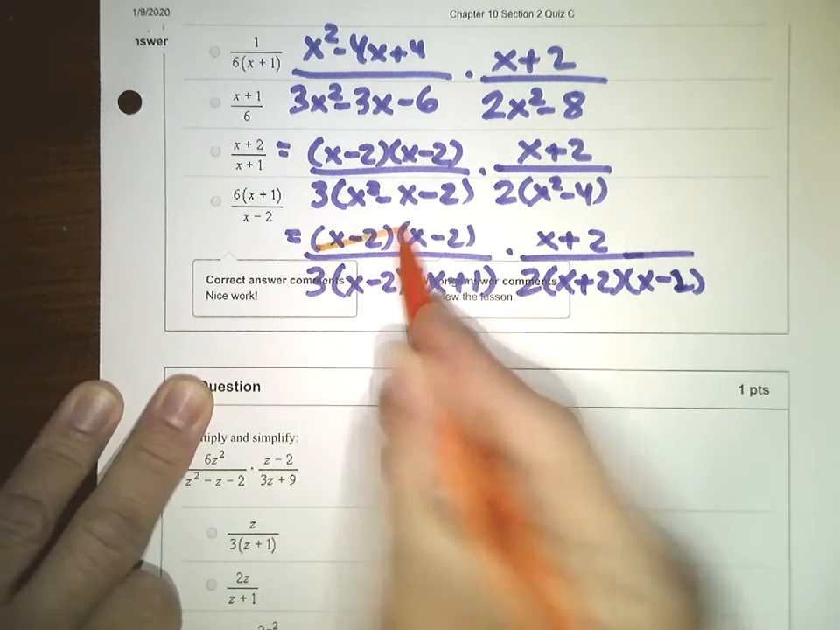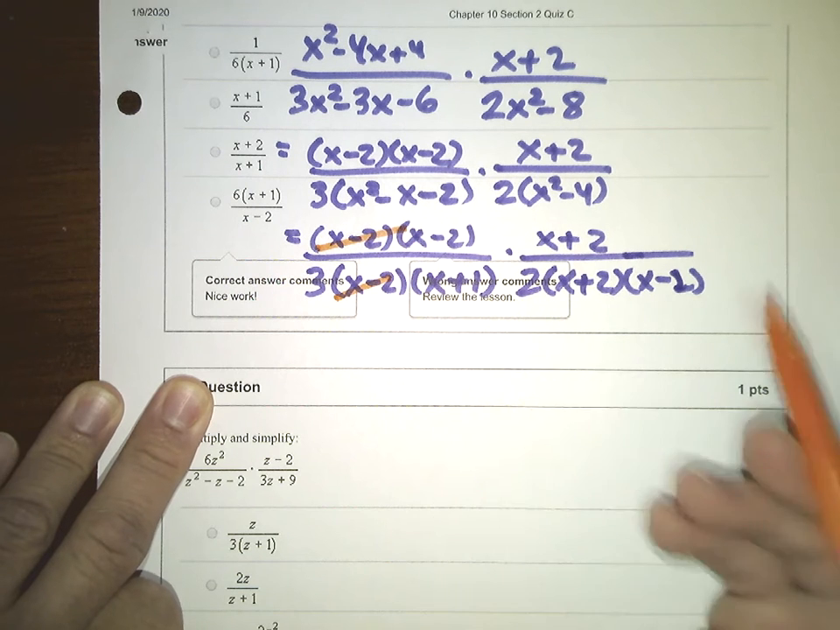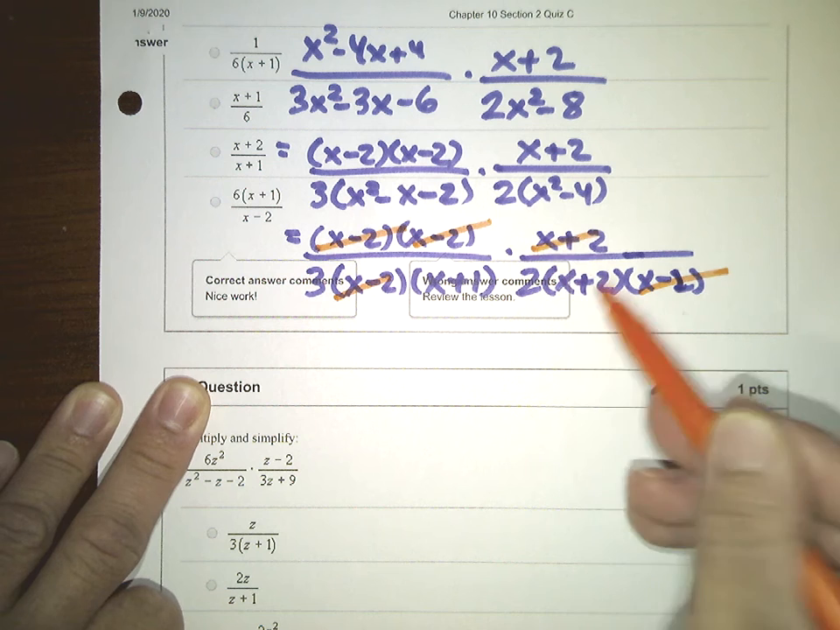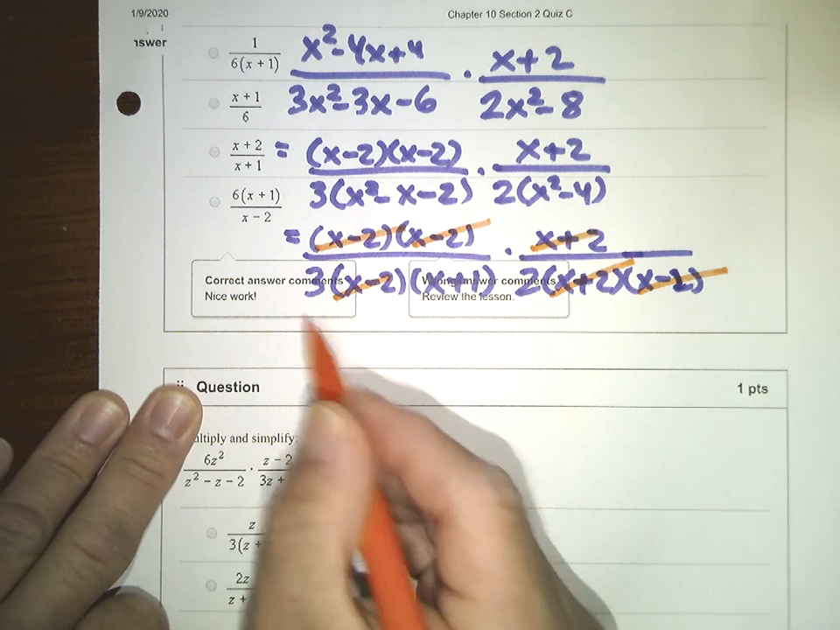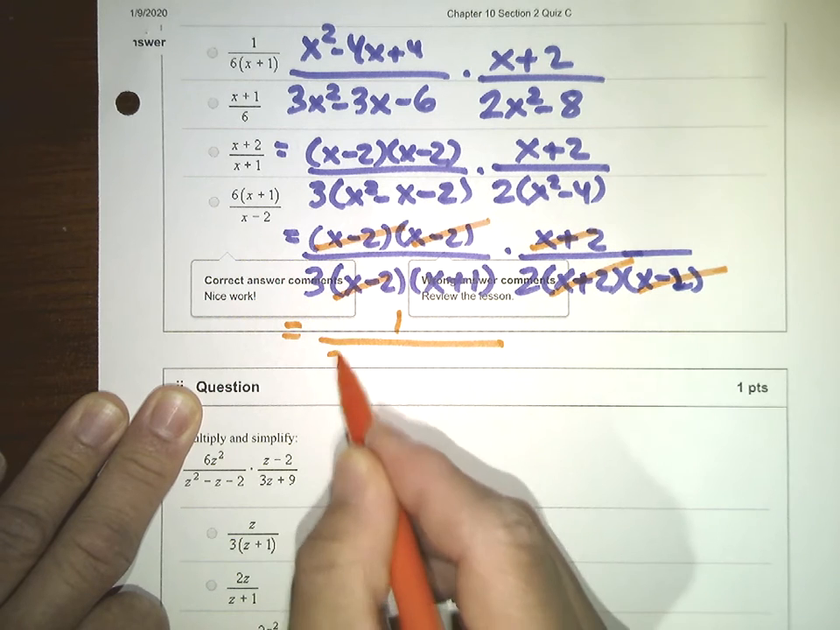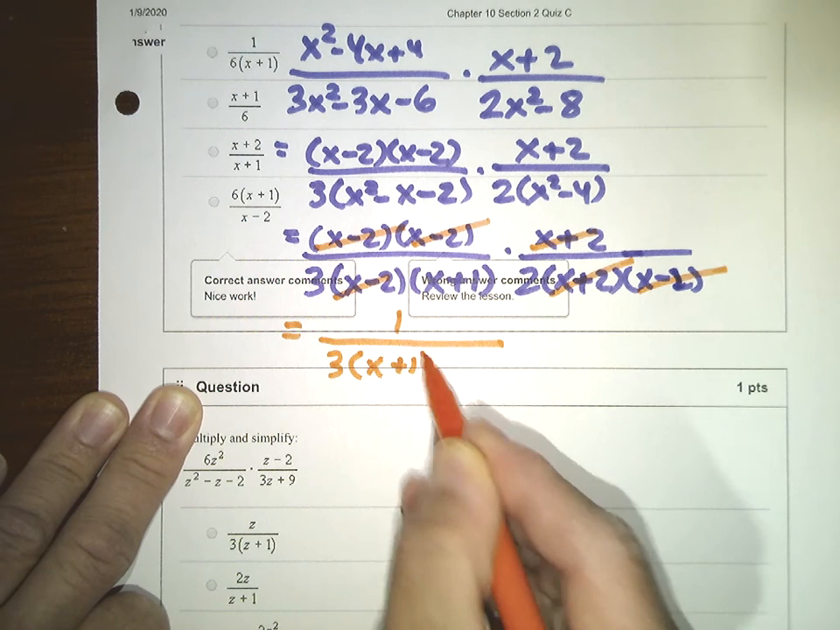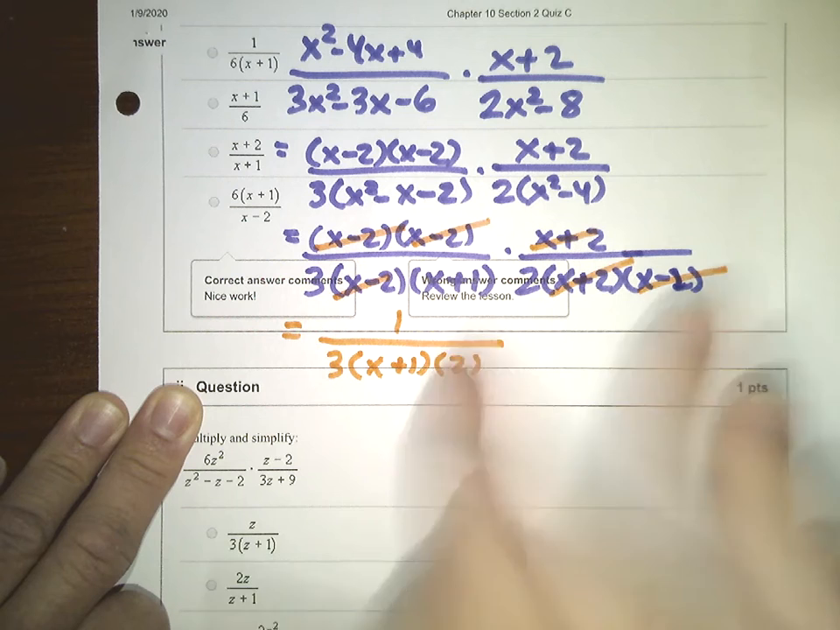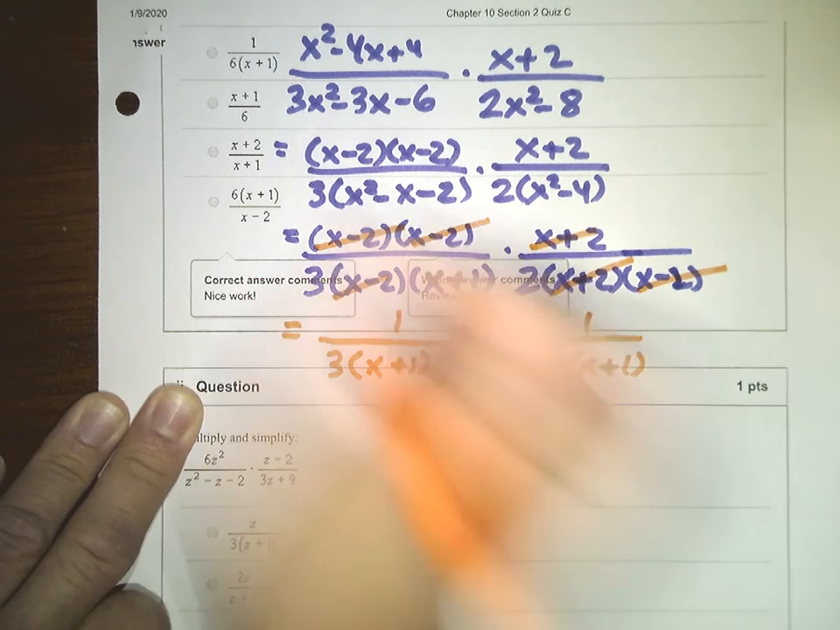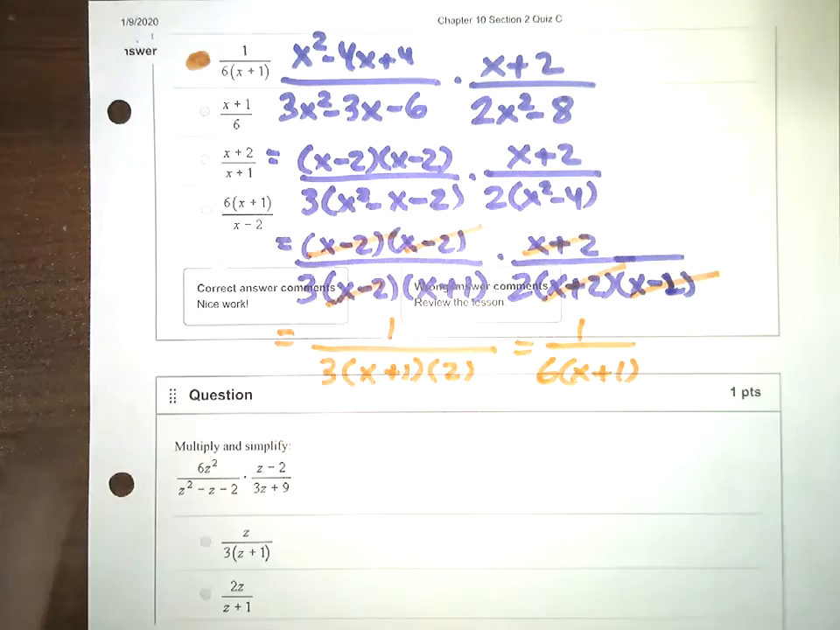So I have x minus 2 over x minus 2 is 1. X minus 2 over x minus 2 is 1. X plus 2 over x plus 2 is 1. So in the numerator, I'm left with 1, and the denominator 3 times x plus 1 times 2, and 3 times 2 is 6, so I have 1 over 6 times x plus 1. So there is my answer right there.